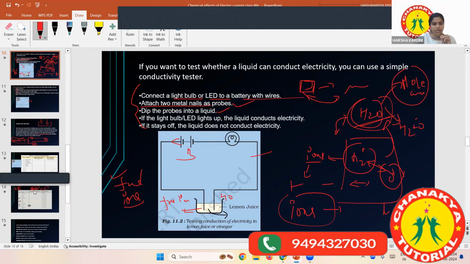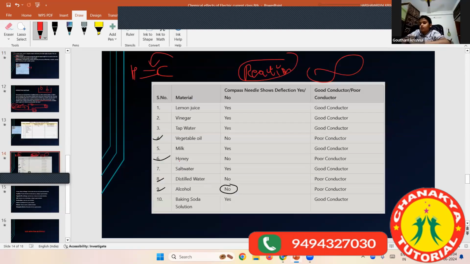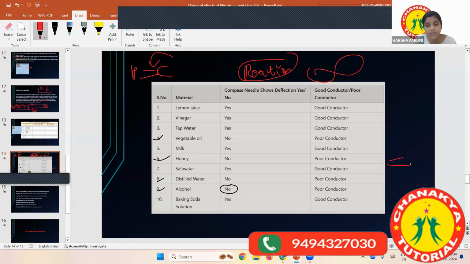Same way here they are trying to say. In the alcohol, honey or vegetable oil, the bond they have with the compounds is very, very thick, so that with the help of electricity, you cannot break that bond. Yes?